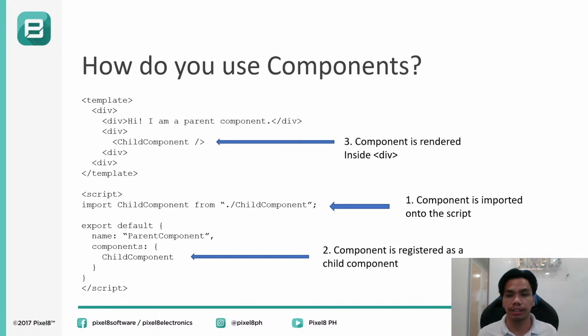So, how do you use components? That is the question indeed. The first step in using a component is, first, you need to import the component onto the script, which is this line right here, as you can see in the slide. So, first, we import the component onto the target Vue file. Next, the component is registered as a child component, meaning that when the parent component gets loaded, the child is also included. After that, the next step would be the component is rendered inside the div. As you can see here, the child component is now rendered inside the div component.